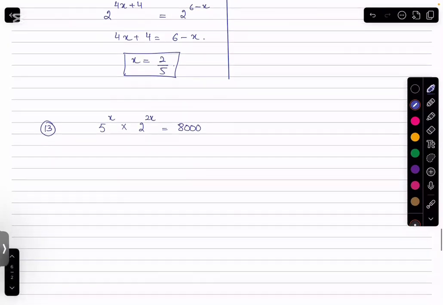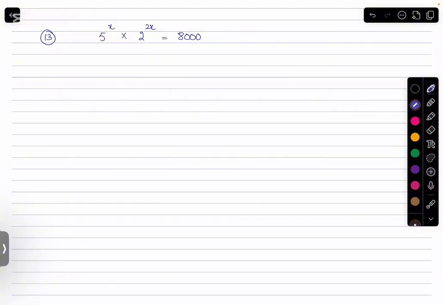Done. Now, for this question here, this is 5 to the power x into 2 to the power 2x, which is equals to 8,000. ठीक है, अब यहाँ पे हमने एक रूल डिस्कस किया था, and that rule said कि अगर bases different हो और powers same हो, so we can also write this as ab to the power of m. Okay, so what we see here is that there is this multiplication, right? And the bases are different. Powers are also different. One is x and the other is 2x.